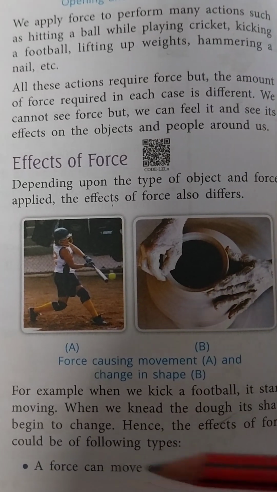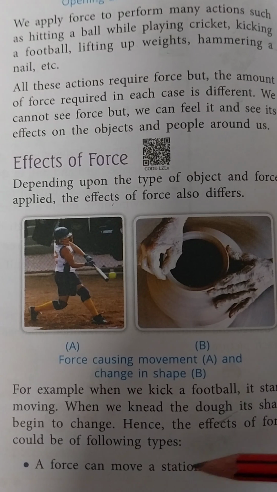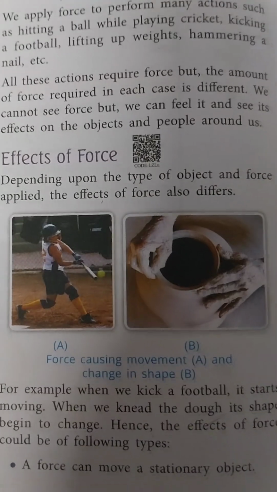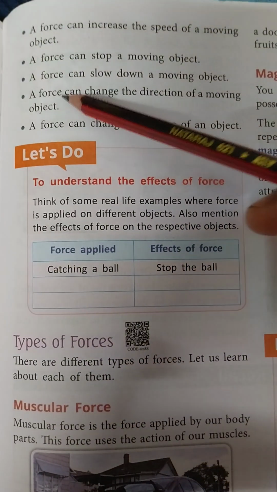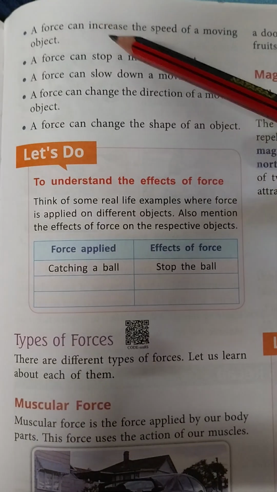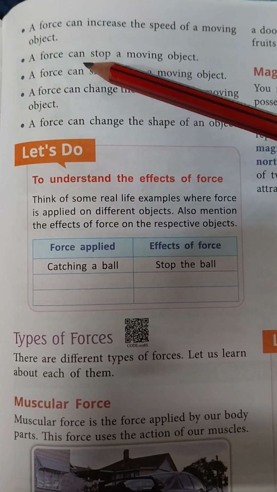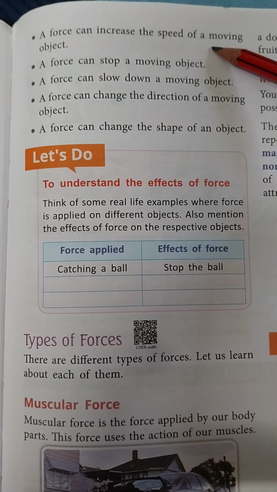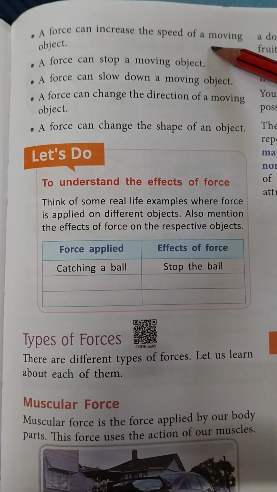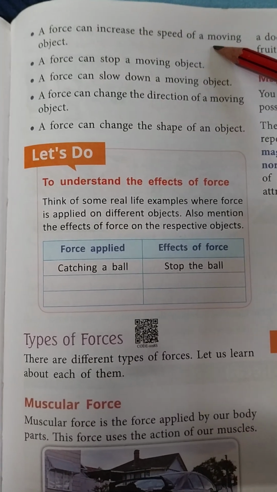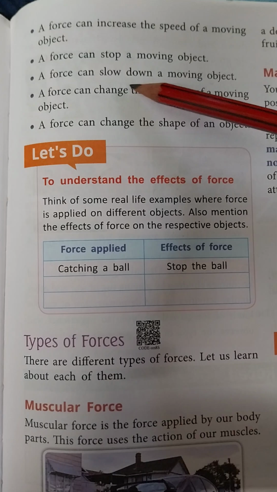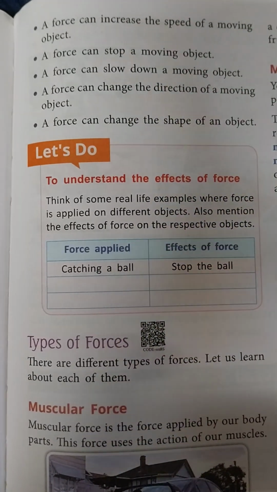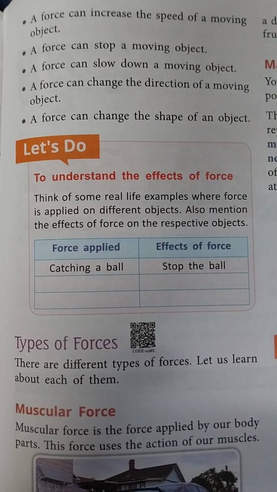A force can move a stationary object. Stationary object means an object which is in its place, not moving. Second, a force can increase the speed of a moving object. Third, a force can stop a moving object. If somebody is throwing a ball at you, can you stop it? Yes, you can. You can hold the ball and stop it. A force can slow down a moving object. A force can change the direction of a moving object. And a force can change the shape of an object.